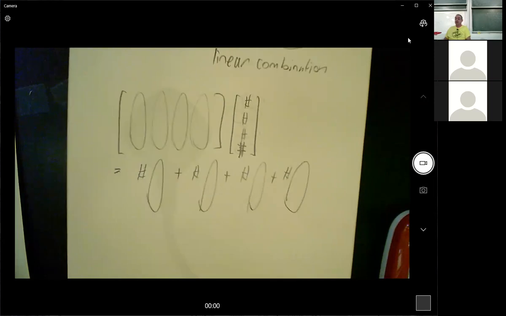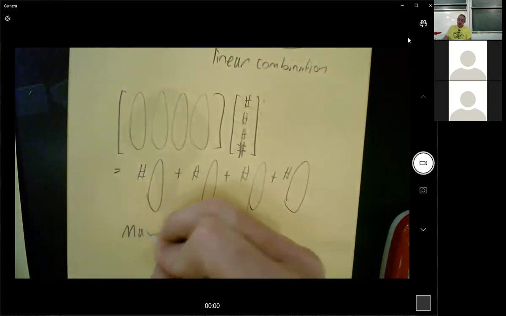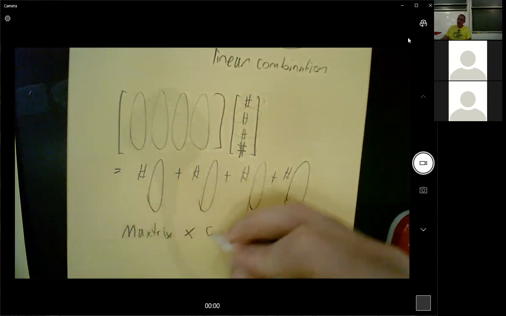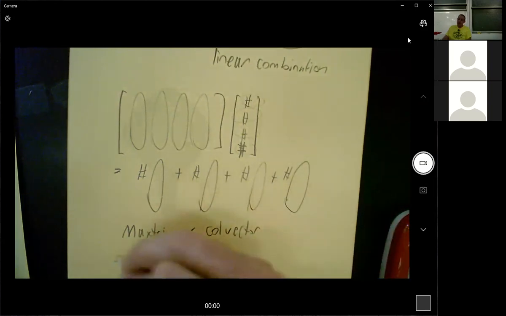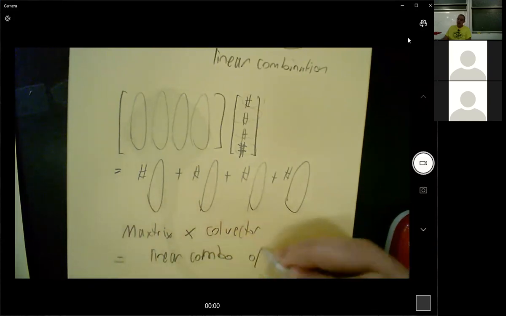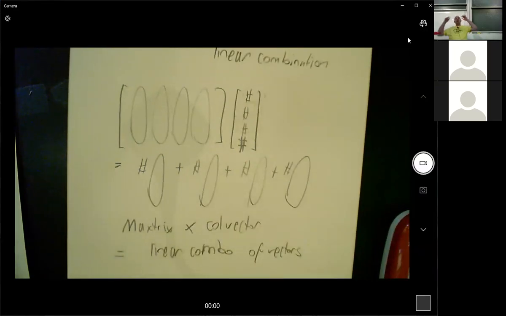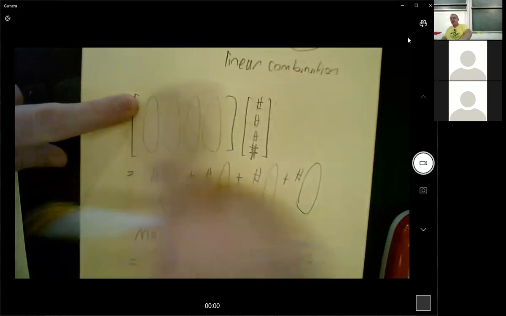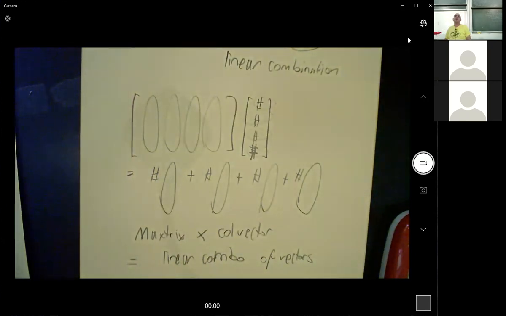Okay, so I'm just going to write that down. Matrix times column vector equals linear combination of vectors. That's one of the things it is. Matrix multiplication is really flexible and it means lots of things. In fact, if I did a row times a matrix, that would be a linear combination of the rows. So, yeah. Okay. One more thing about linear combination before I move on, and it is this.